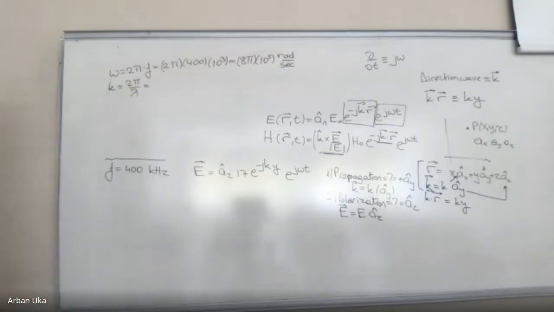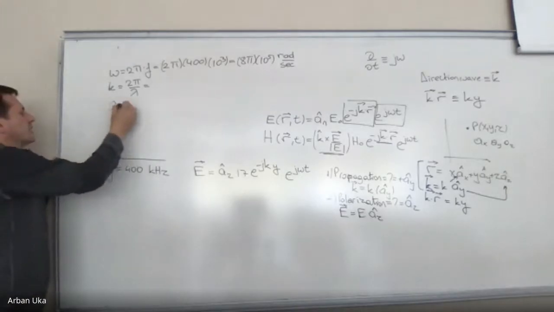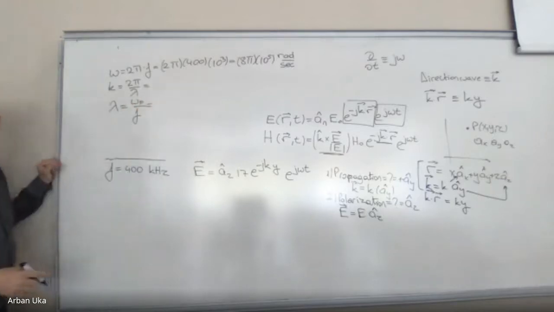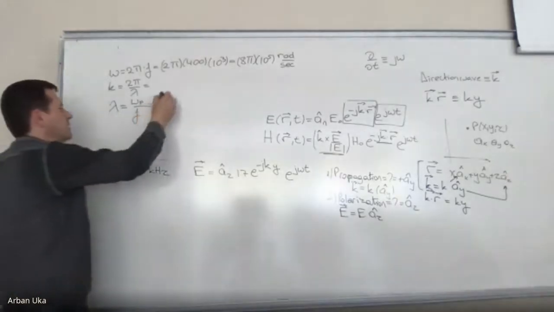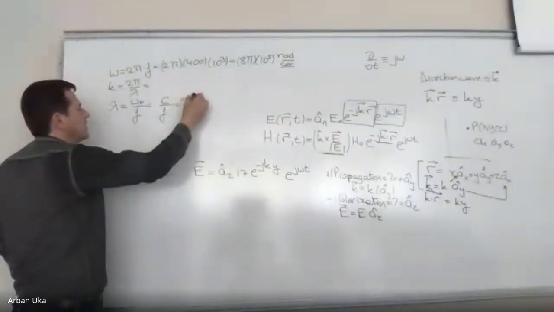And then from here, we can also try to find the k vector. So what is the k vector in this case? How can we determine this? Actually, we don't know lambda yet. Lambda is equal to the propagation speed divided by the frequency. And for this propagation speed, we are assuming that we are having a propagation in free space. So this is going to be c divided by f. The speed of light is equal to what?